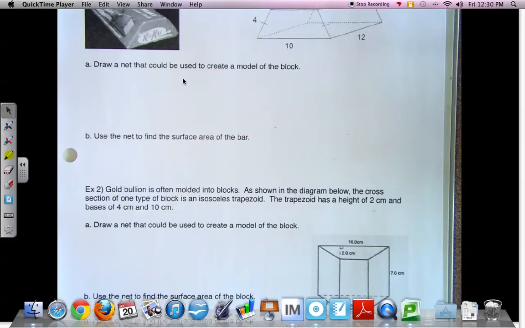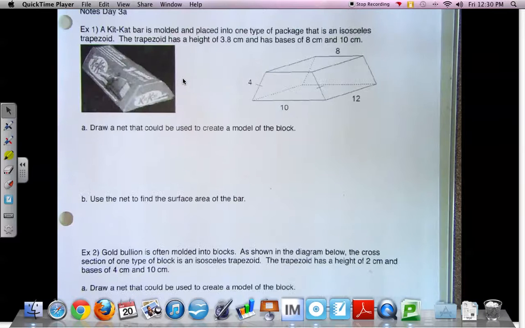All right, a Kit Kat bar is molded and placed into one type of package that is an isosceles trapezoid. The trapezoid has a height of 3.8 centimeters and has bases of 8 centimeters and 10 centimeters.